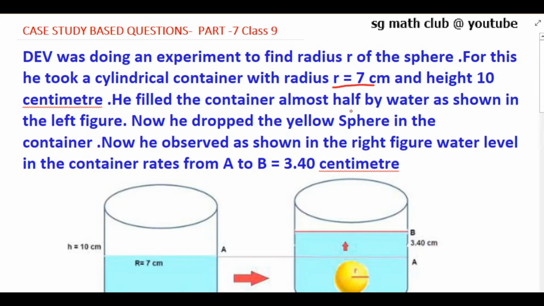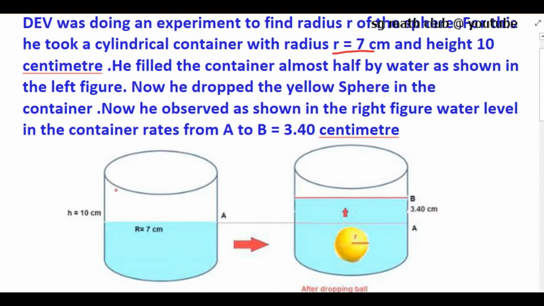He filled the container almost half by water as shown in the left figure. So you can see he has filled the container with the water. After that, he dropped the yellow sphere in the container. Now he observed, as shown in the right figure, water level in the container rises from A to B, that is 3.4 centimeter. When he dropped the ball into the container, the water has risen from here to here, that is 3.4 centimeter.